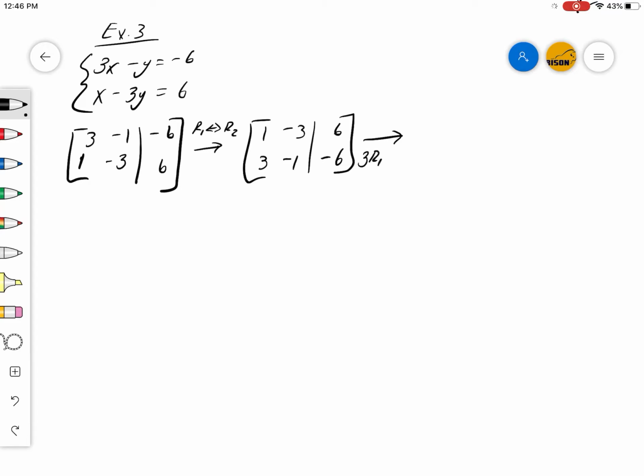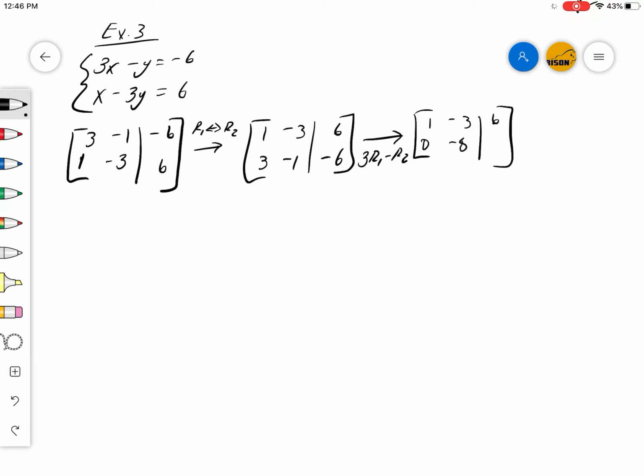So I'll probably do 3 row 1 minus row 2, because that would be 3 times 1 minus 3 is 0. Okay, so now I'm in great shape. If I did it the other way, I would have been messing with fractions right now. So 3 times 1 is 3, minus 3 is 0. 3 times negative 3 would be negative 9, minus negative 1, that's plus, so negative 8.